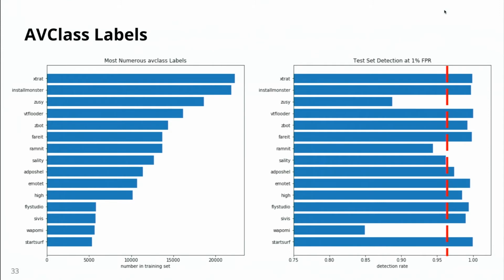On the right, we have the test set performance, the test set detection at a 1% FPR threshold. You can see in the red line, that's the overall detection rate across the whole test set. And you can see the different families. Some families we do better on, some we don't do as well on. And that's to be expected.